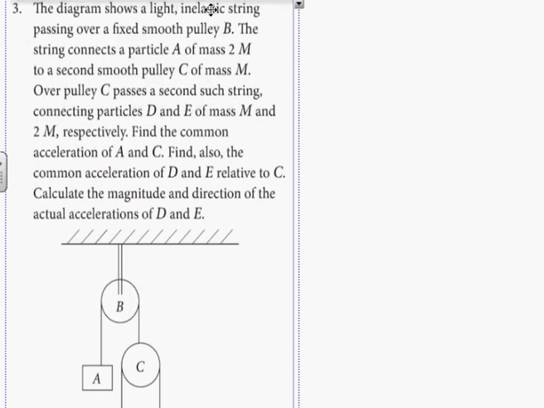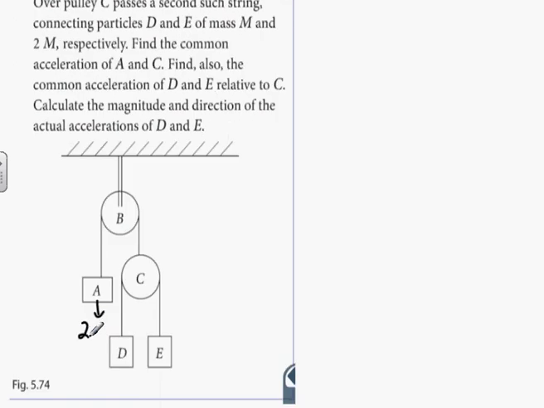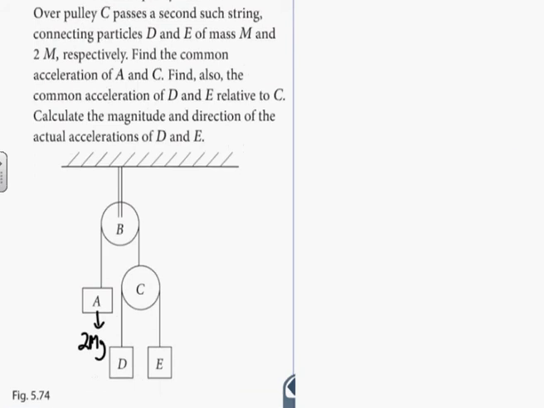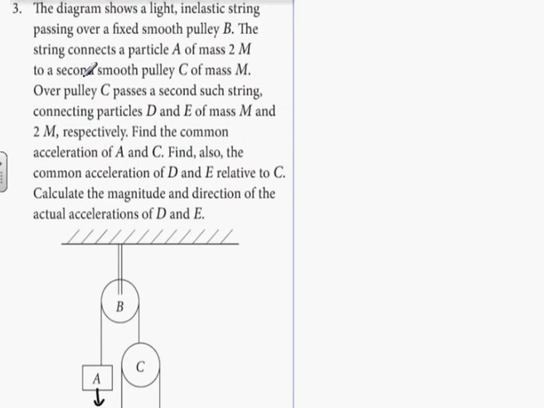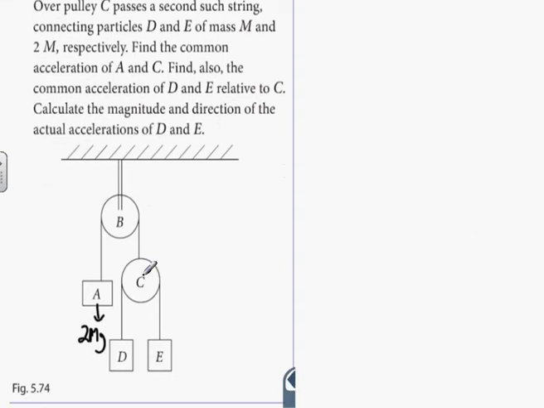The diagram shows a light inextensible string passing over smooth pulley B. A connects a particle A of mass 2m, so 2mg right there, and then a second pulley C of mass m. This time the pulley is not weightless. This pulley here has its own mg going right through the middle. Are we happy with that? Then what's D? D is mass m, which is mg.